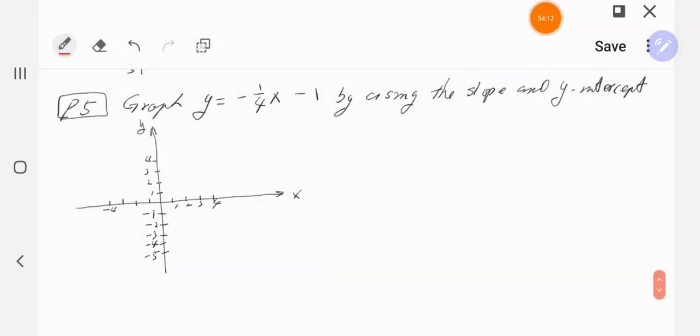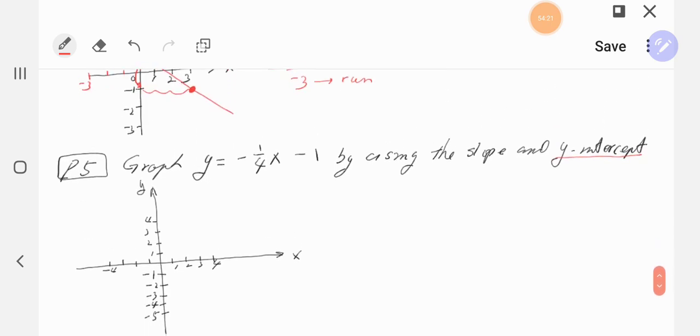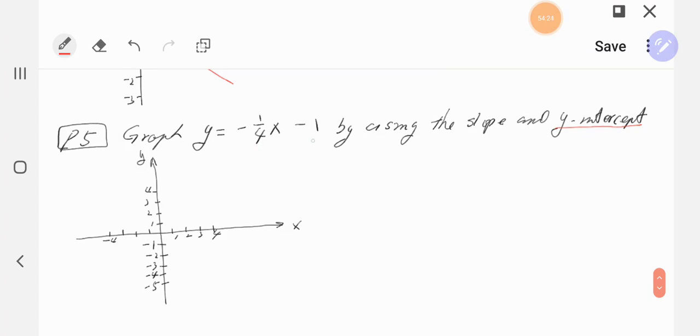Problem number 5. Let's graph this equation by using the slope and the y-intercept. So we will start from one point, which is the y-intercept. The y-intercept is -1. This is mx plus b, right? So b is equal to -1, which means the y-intercept is when x equals 0, y is -1, right? So that's the y-intercept. Let's start from this point using the slope.